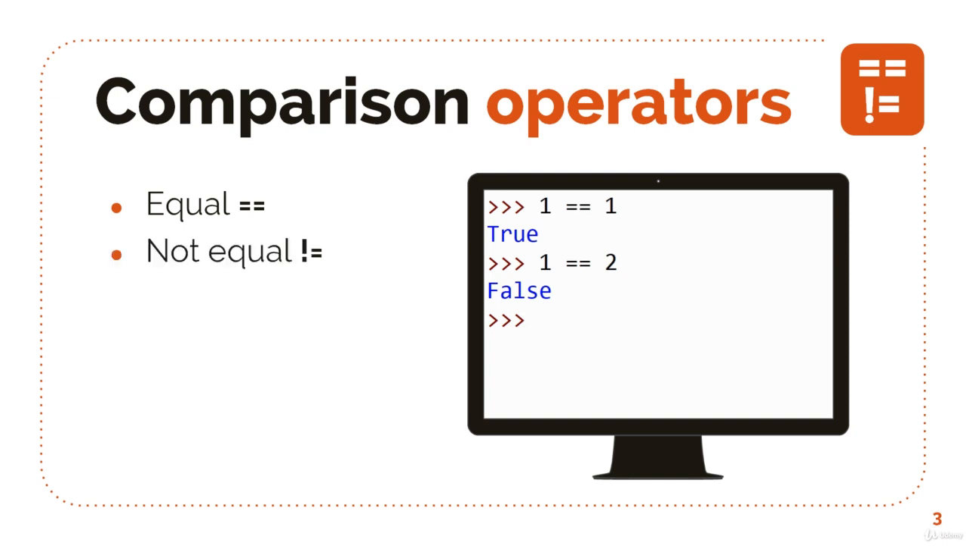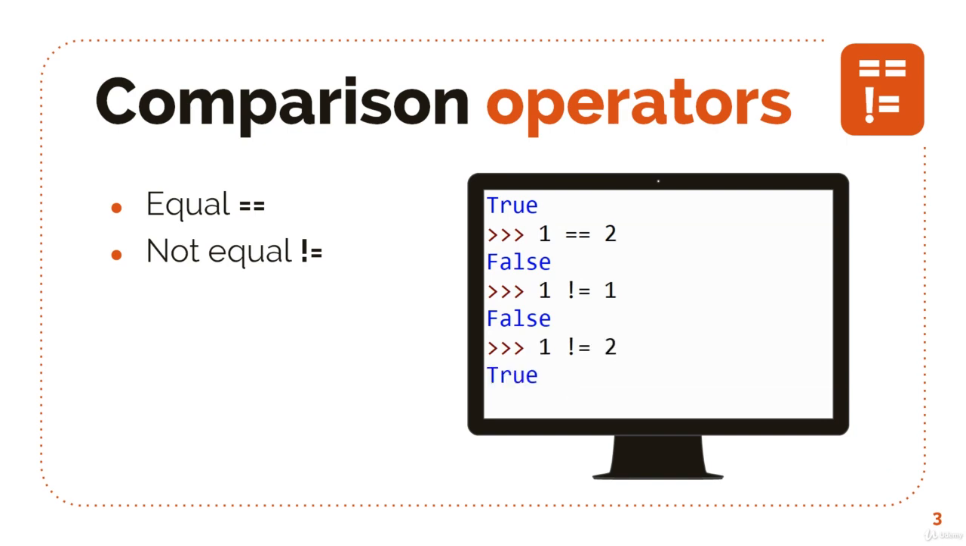The next operator does the opposite in that it checks if two values are not equal. And that's using an exclamation mark and an equal sign. Therefore, it gives a false result when they are equal and a true when they are not. For example, if I write 1 not equal to 1, we get false because it is equal. And if I write 1 is not equal to 2, we get true because 1 is not equal to 2.